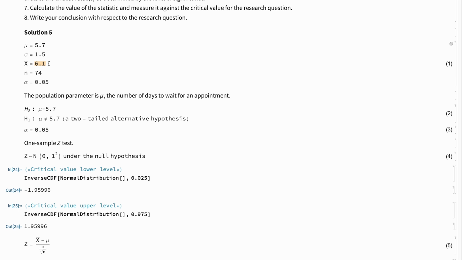We can now look at the direction. Was it less? Was it more? Well, in actual fact, it turned out to be more, so we think it is significantly more than 5.7.